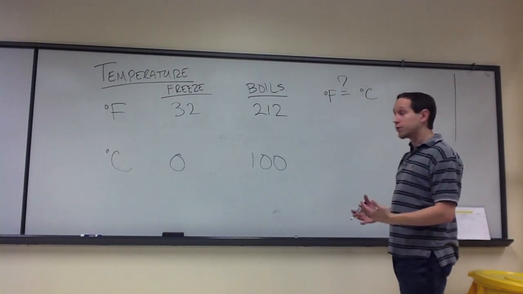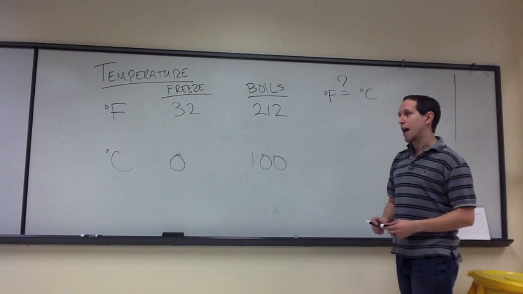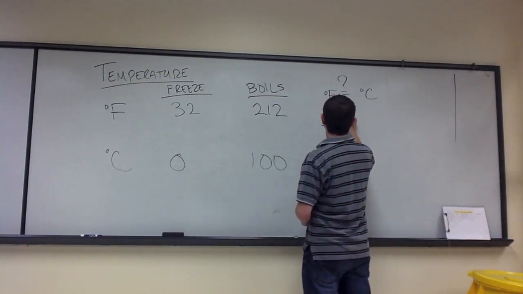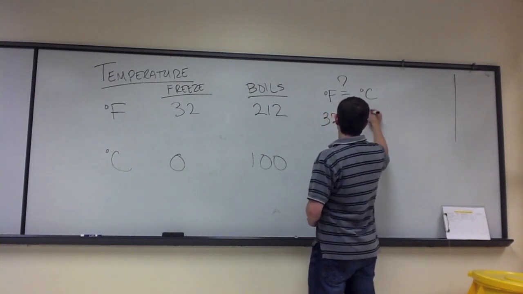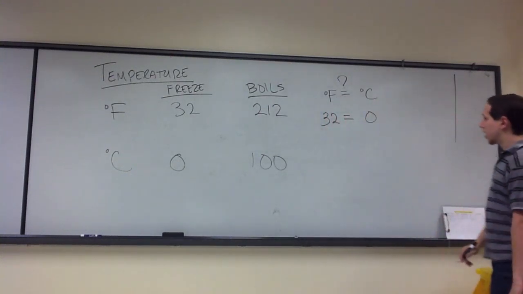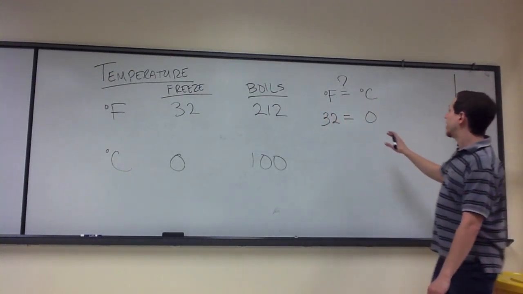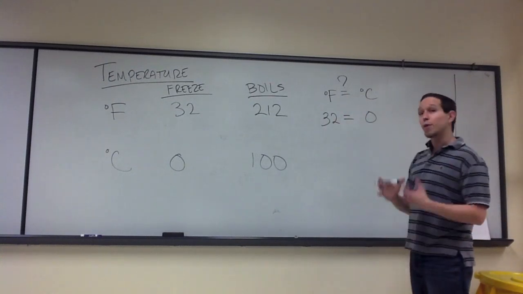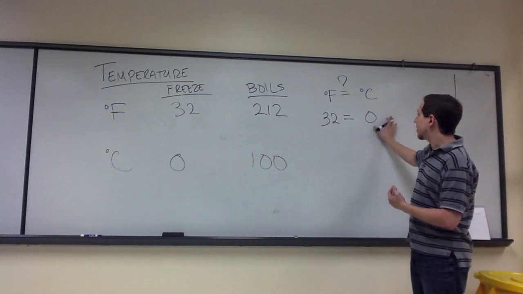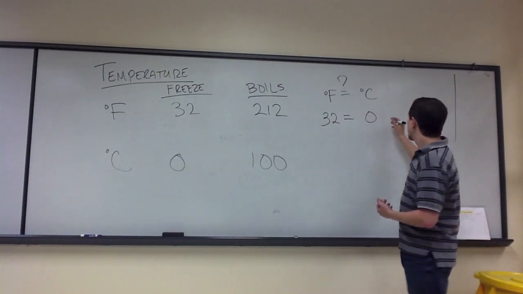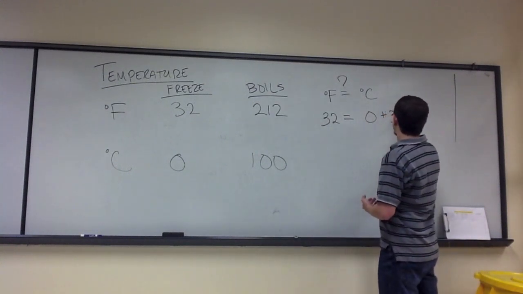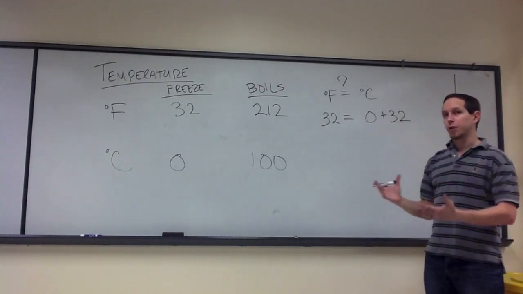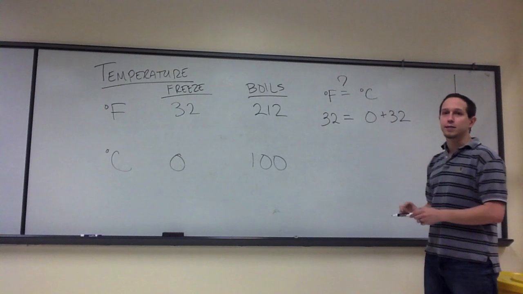So what we're going to do first is just plug in the values we have. So Fahrenheit, we have 32 degrees. We're trying to correlate that to 0. Hopefully you see that 0 degrees does not equal 32. So we need to do something so that this side of the equation equals this side. So we're going to start by adding 32. So now both sides of the equation equal 32. I hope that everybody can at least see that.